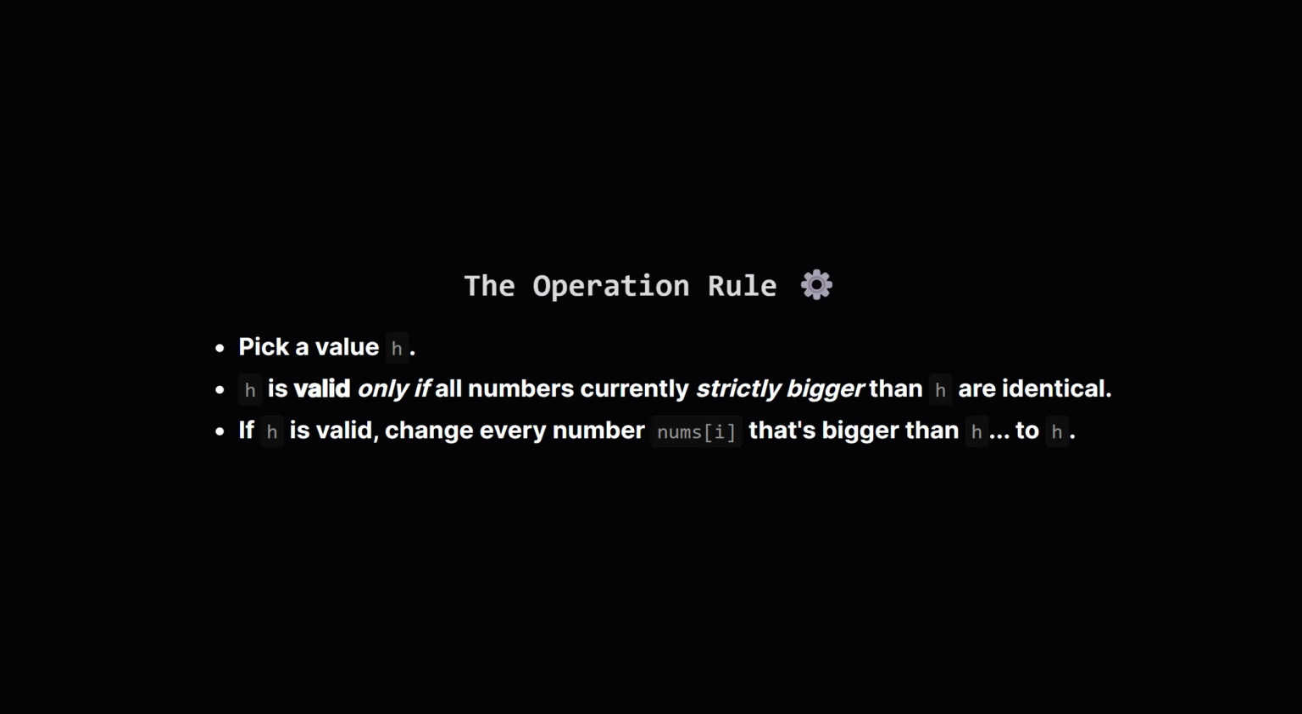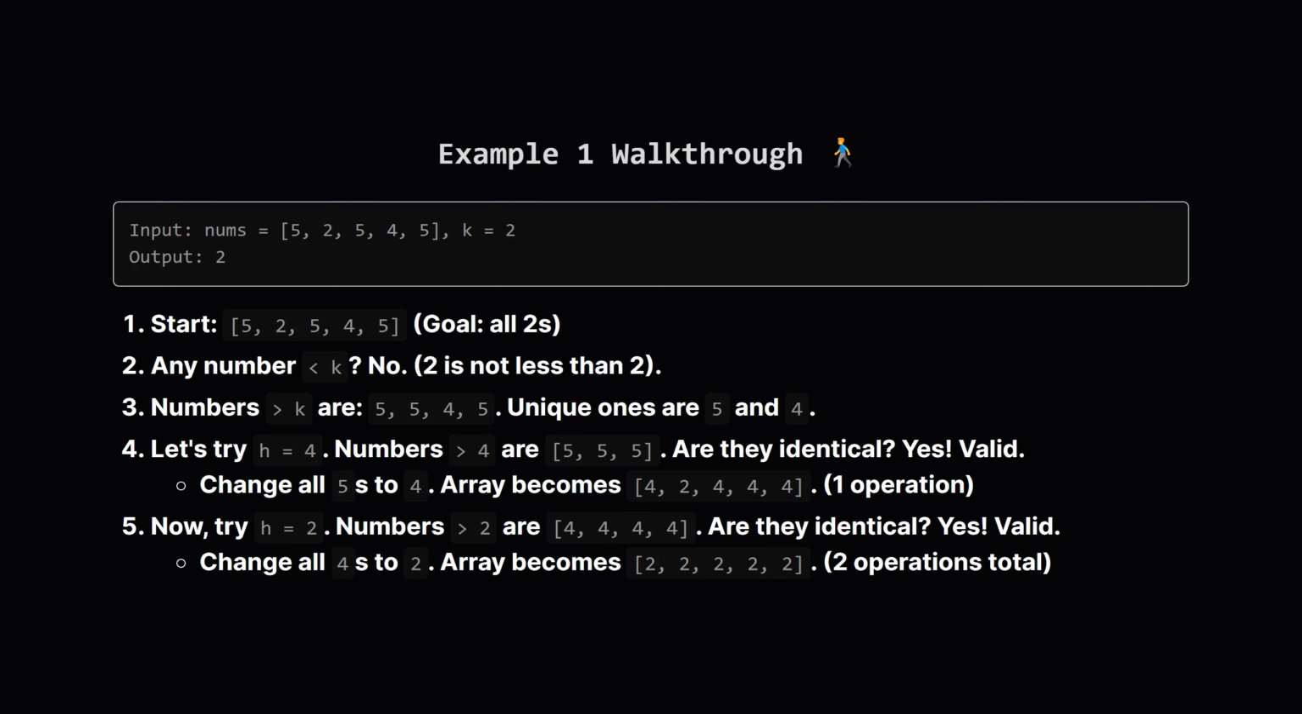Okay, the operation seems a bit weird. You choose a number h. But you can only use h if you look at all the numbers in your current list that are strictly greater than h, and if all of those numbers are the same value, then h is valid. If h is valid, then you go through your list, find every number that's greater than h, and set its value down to h. That's the core mechanic we need to work with. Let's walk through the first example.